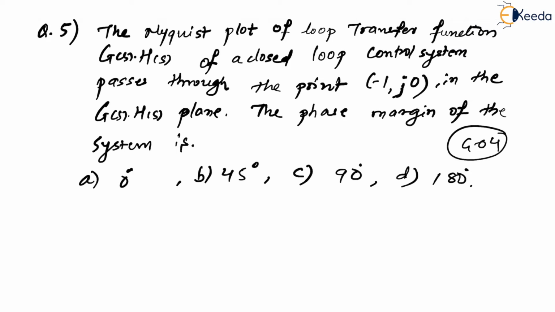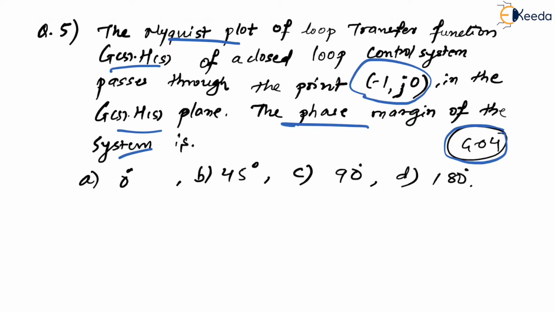Now, let us see one more problem. Yes, dear, it is a GATE 2004 problem. Okay, see, let us check out the Nyquist plot of a loop transfer function G(s)H(s) of a closed loop system passes through the point minus 1 comma j0 in the G(s)H(s) plane. The phase margin of the system is, what will be the phase margin? You please tell me. What will be the phase margin?